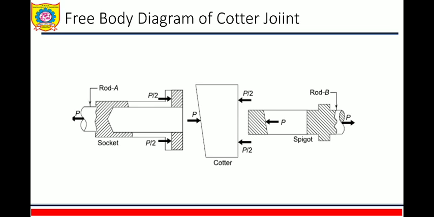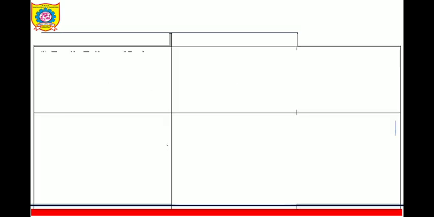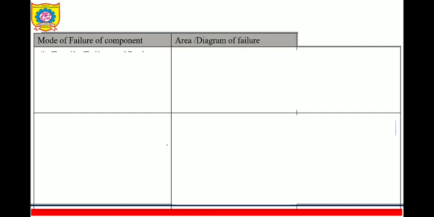Okay, fine. So let us see the different failures of the parts and their understanding. So we are going to see mode of failure of the component. So how many components are there? Three components are there. One is spigot, second one is the socket, and third one is the Cotter. So how they are going to fail, their mode of failure, then which area will undergo failure or which part undergoes failure, its diagram, and last one is the stress equation.